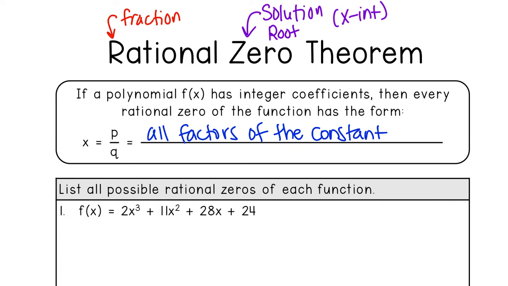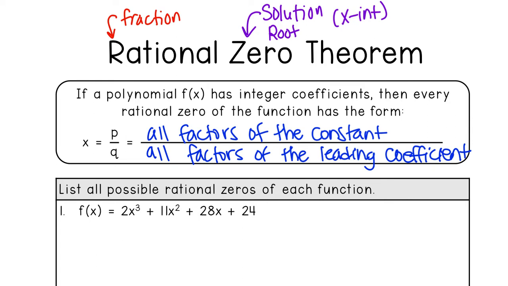So remember, constant is the one that doesn't have a variable next to it. It's just a regular number. And then Q stands for all factors of the leading coefficient. So that would be the very first coefficient that you see when it is written in standard form. So when you look for the biggest exponent, whatever number is in front of that letter, that's the leading coefficient.